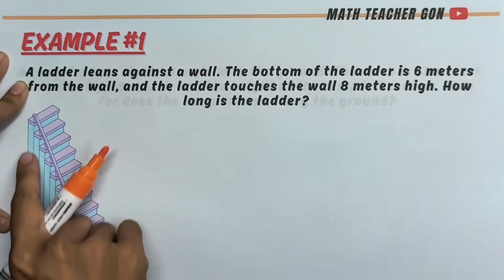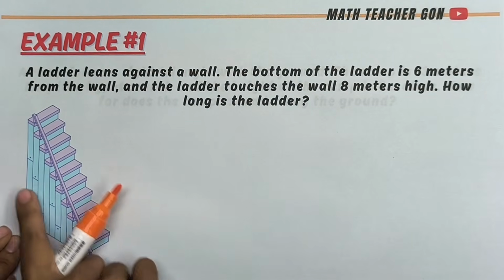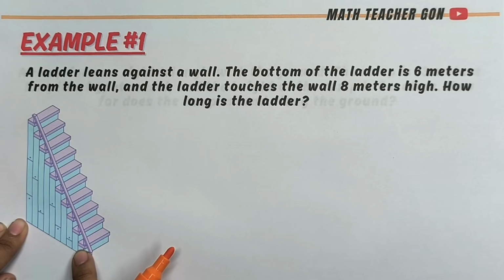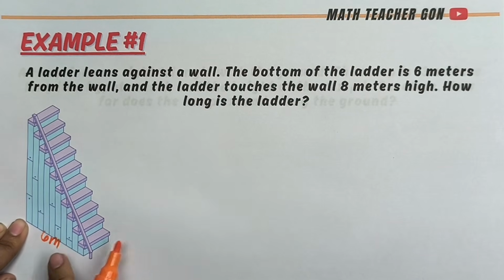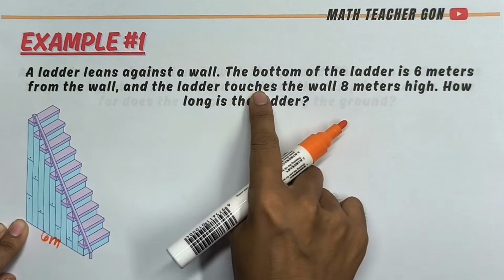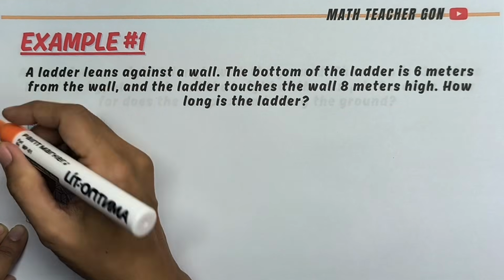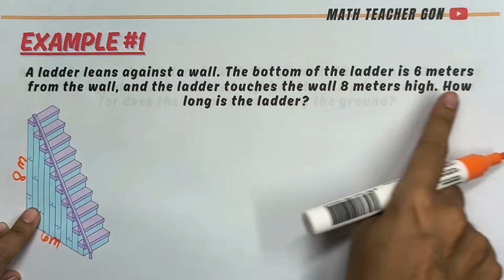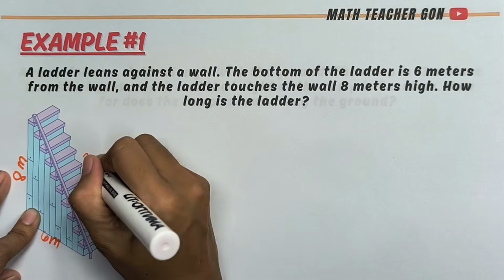So here, suppose this is your ladder. So this is the wall, and then this is your 6 meters from the wall. So this is 6 meters. And then the ladder touches the wall 8 meters high. So this is 8 meters. So the question is, how long is the ladder? So how long is this one?